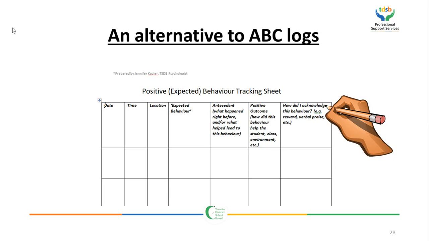One alternative to ABC logs that you may wish to consider is an expected behavior log. This version was developed by Jennifer Kapler, TDSB psychologist, and has been provided to you as a handout. The emphasis here is looking for the expected behaviors and investigating why that experience went well. By changing the lens to look for the positive, we change our mindset and response to a situation, and sometimes change the dynamic we have with the student and their family. It is also great for parents to see positive outcomes documented.